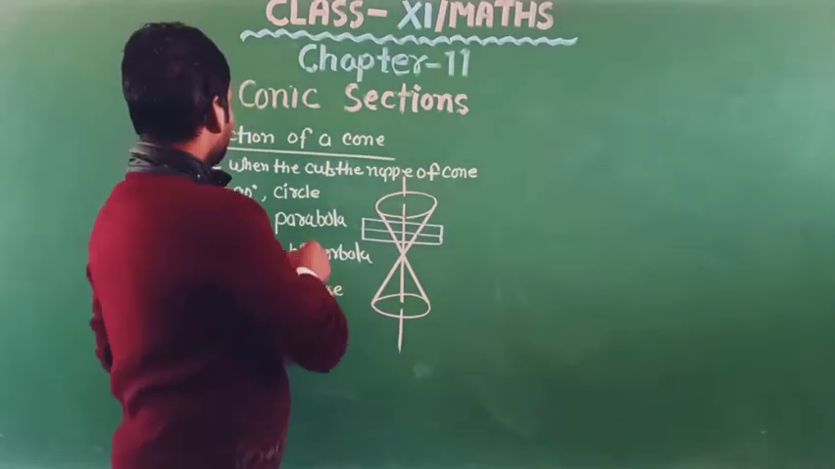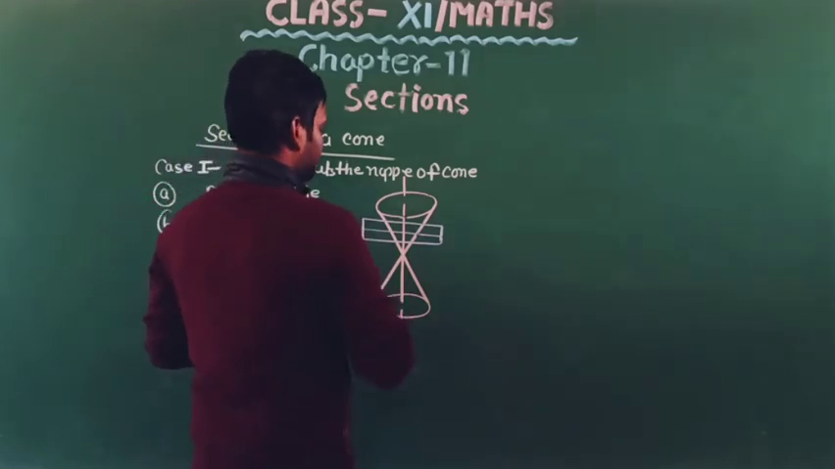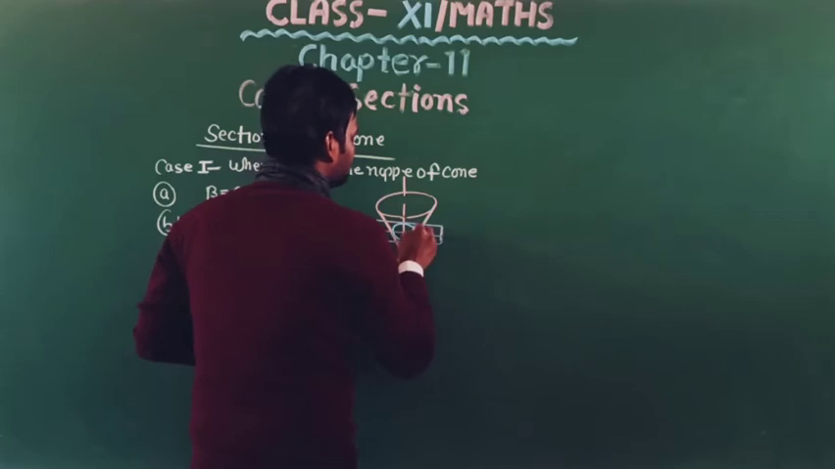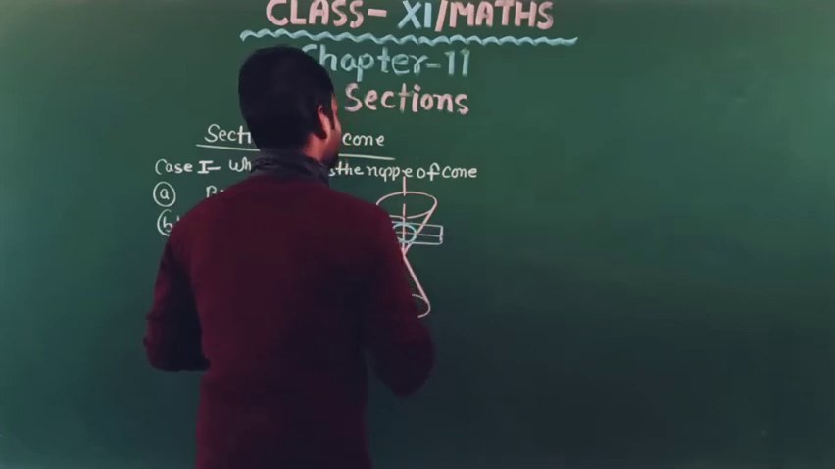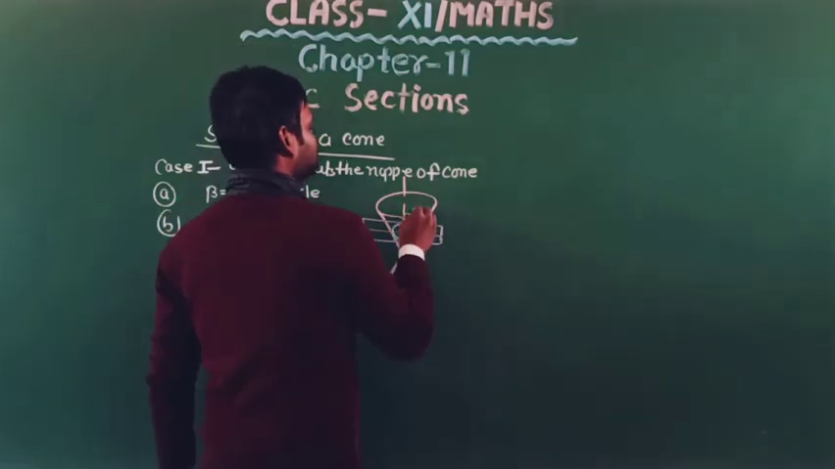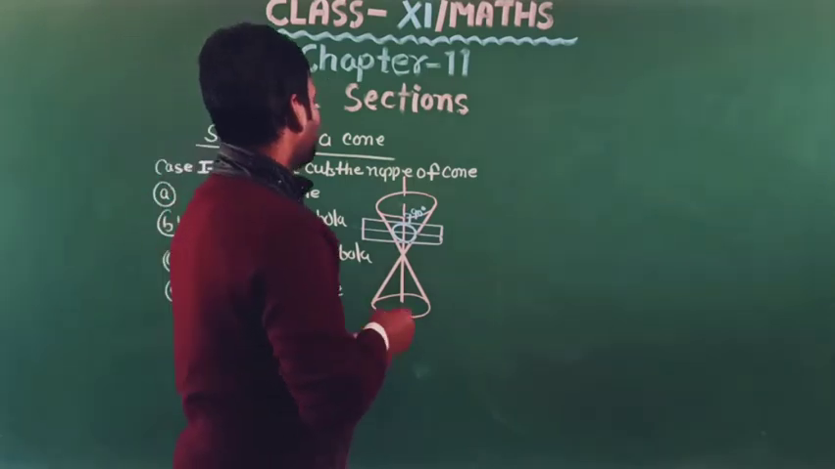The beta is 90 degrees. In this case the section obtained is a circle. Here beta equals 90 degrees.